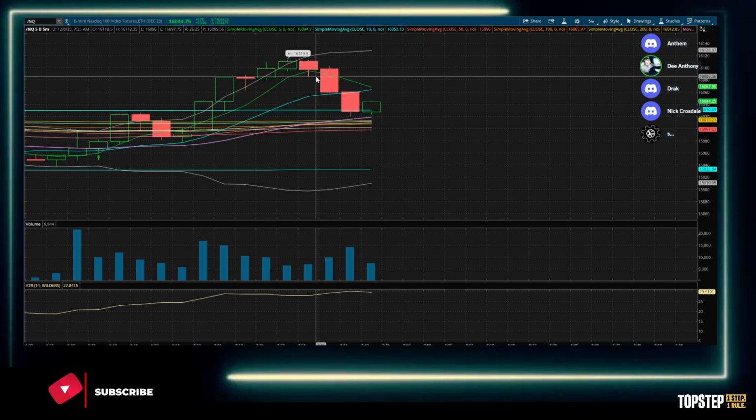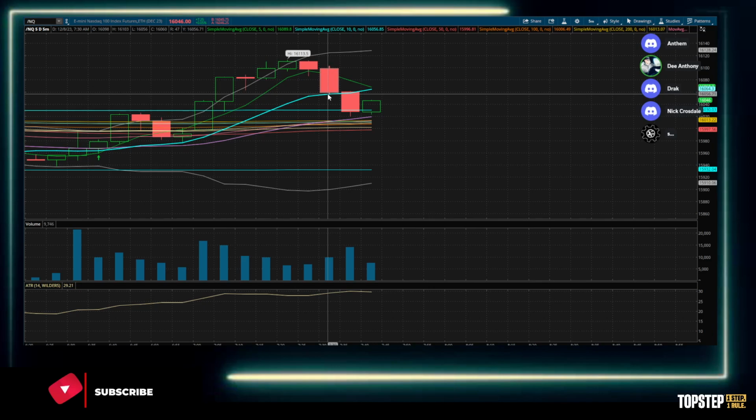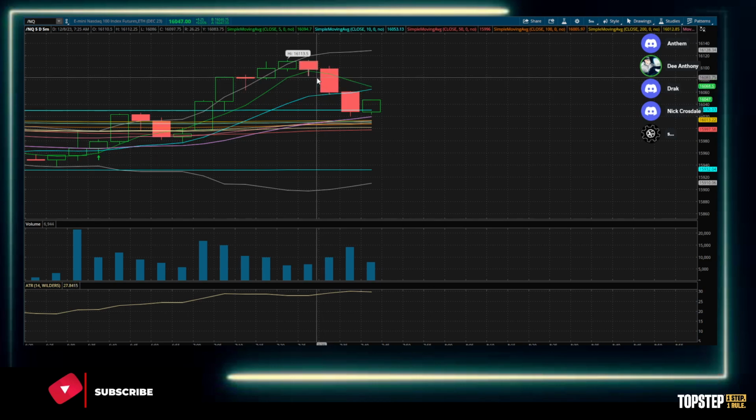So if we look at losing 16,085, we can play that into 16,055s, right? 30 points on the way down, but you got to be taking profits into that. Even though it goes lower, you got to take profits into your area. Like, this is not your money, right?